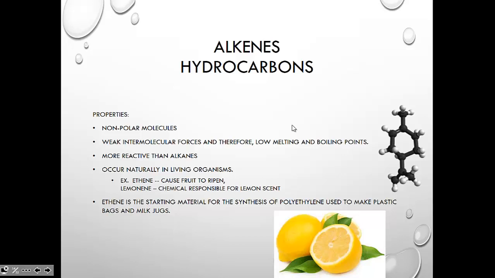An example of alkenes are ethene. Ethene comes off of fruit, which causes it to ripen. For example, apples produce a large amount of ethene. And limonene, which is the chemical responsible for the lemon scent that you smell, seen here. Alkenes also tend to be the starting material for polymers, as that double bond tends to attract other electronegative elements towards it.